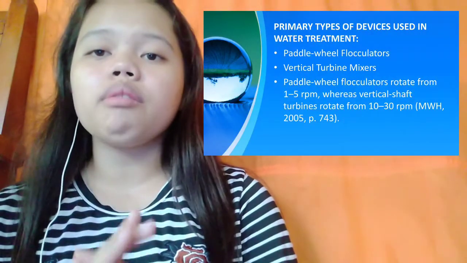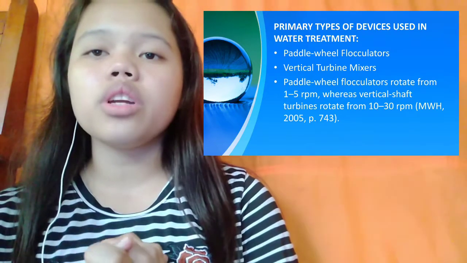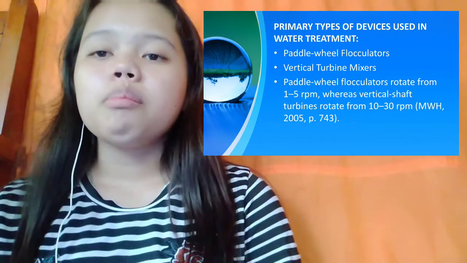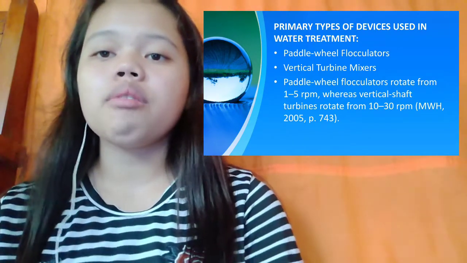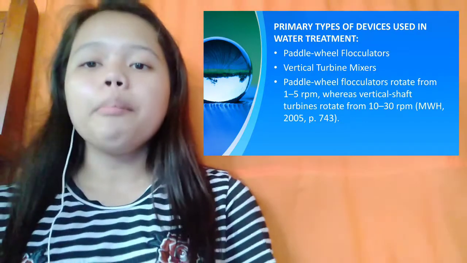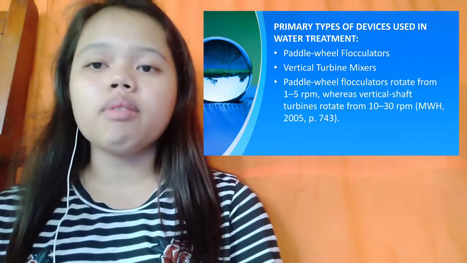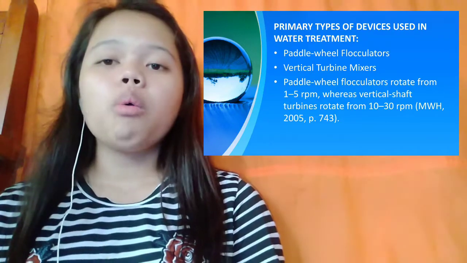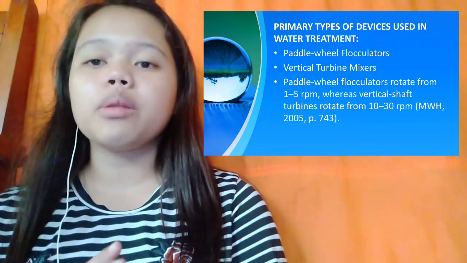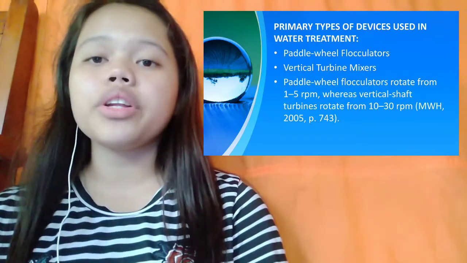Primary types of devices used in water treatment: paddle wheel flocculators and vertical turbine mixers. Paddle wheel flocculators rotate from 1 to 5 RPM, whereas vertical shaft turbines rotate from 10 to 30 RPM.